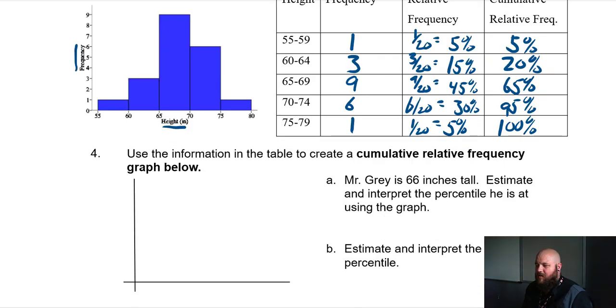Okay, so now that we got that equal to 100%, let's go ahead and do number 4 here. It wants us to use the data in the table to create a cumulative relative frequency graph below. As we always will do, we will always start at 0 for our y-axis. It's kind of hard, we got a small little setup here, but let's go ahead and make this.